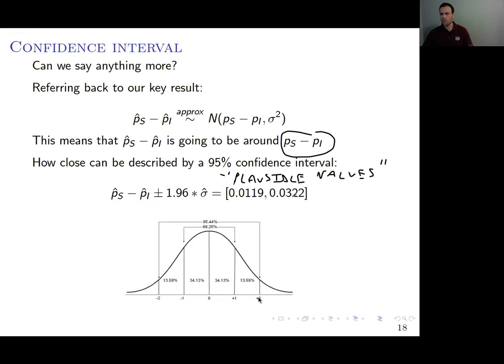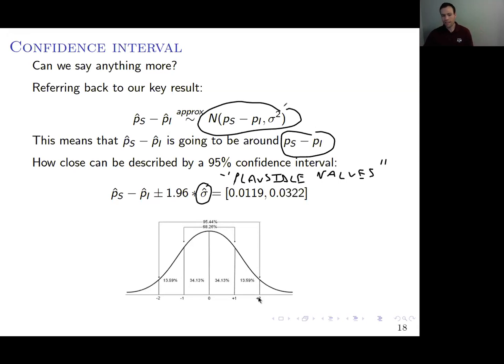Now, why did I choose this? Well, it makes sense that the variability of my estimator would factor into this, because p hat sub s minus p hat sub I is going to have some sort of variance. We know that from this result here. So factoring in the underlying variance, at least in terms of the standard deviation, makes sense.